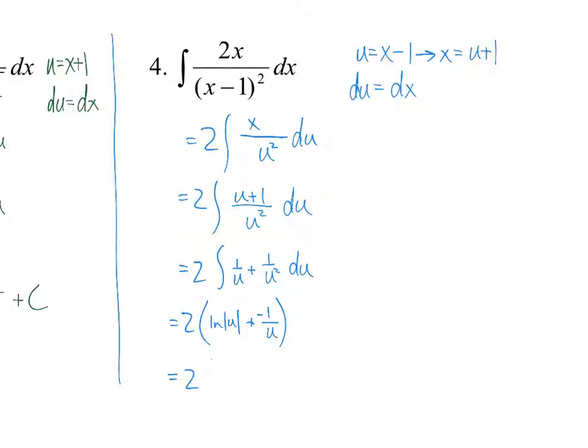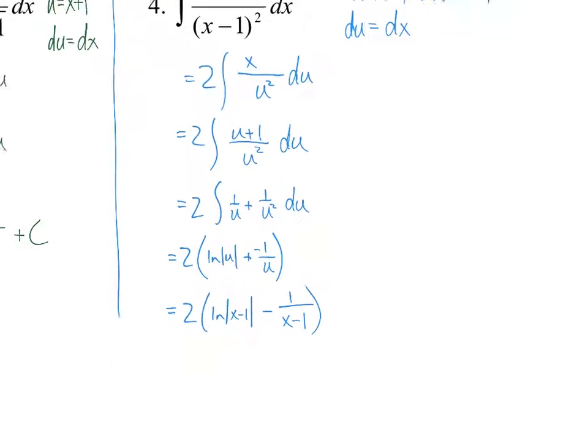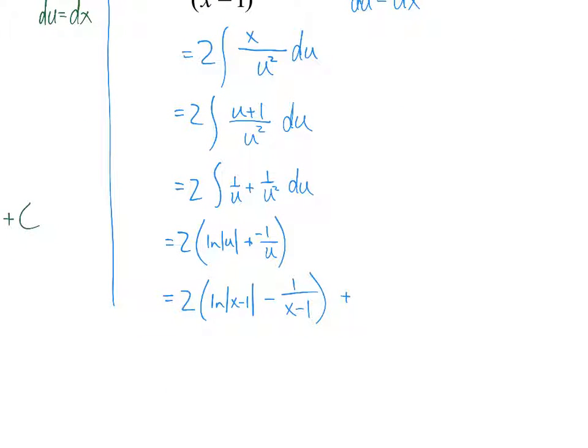So 2 times ln of absolute value of x minus 1 minus 1 over x minus 1 plus the c.